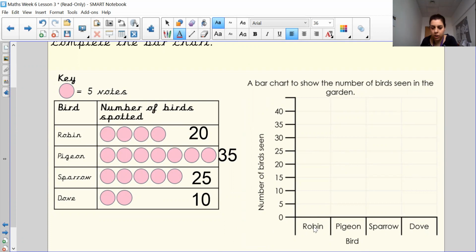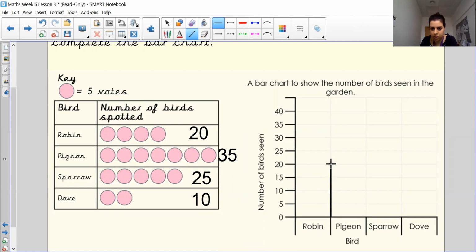So I'm going to use my knowledge of robin. Robin was seen 20 times. Because it's on the computer, I can use a straight line, but you would use a ruler if you were drawing this in your book. So a robin is this section here. From here, I'm going to draw my line going up until I get to 20. So that's 5, 10, 15, 20. So 20 is that line there, and I can see that's in line with the 20. And I'm going to draw my line going across. So there is my bar to show that 20 robins were seen.